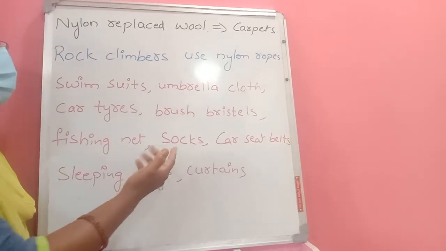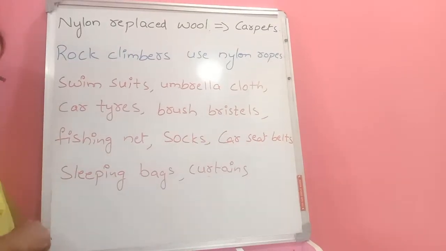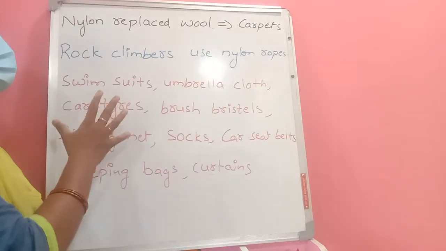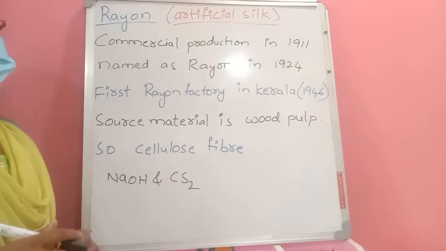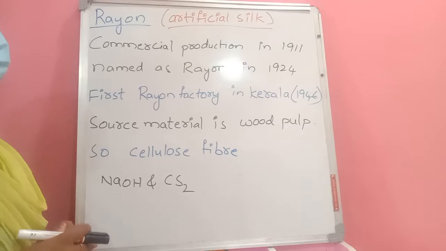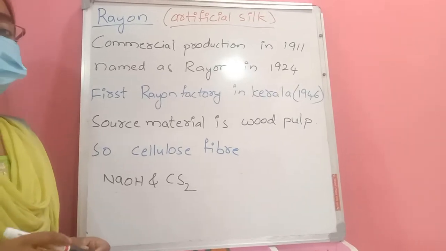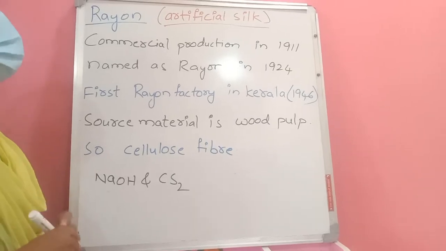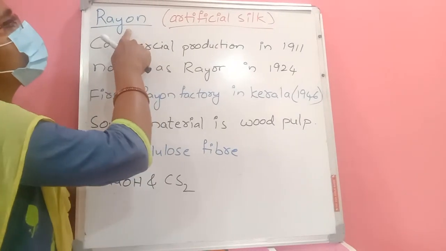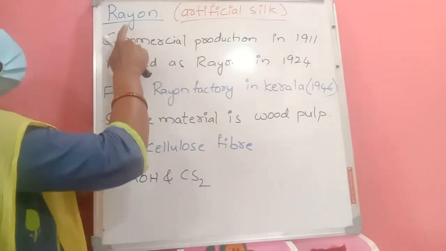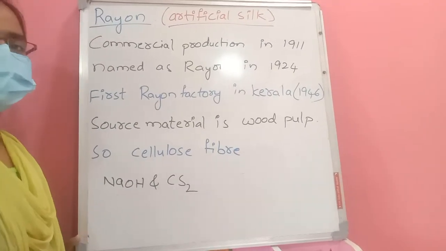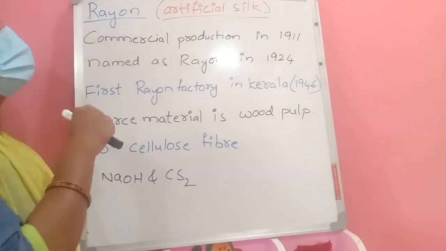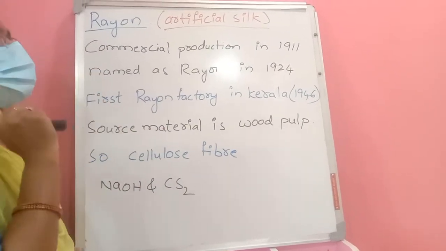Fishing nets, socks, car seat belts, sleeping bags, and curtains are all made from nylon. Silk cloth is very costly, and maintenance of silk is also very inconvenient for us. So scientists invented rayon. Rayon is called artificial silk.